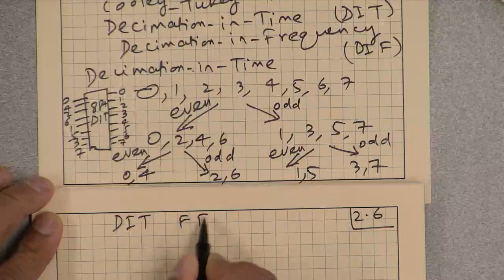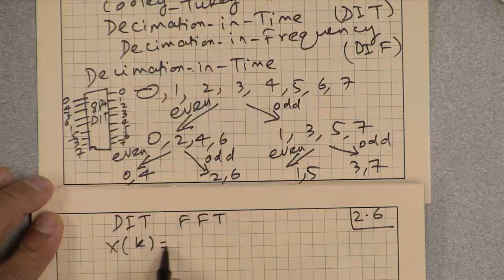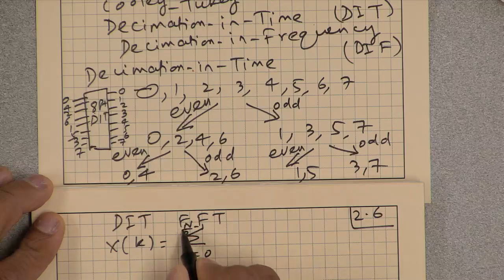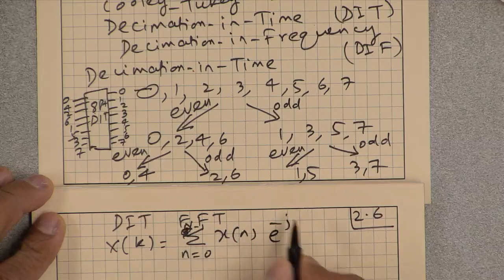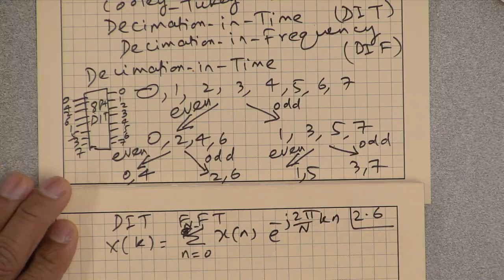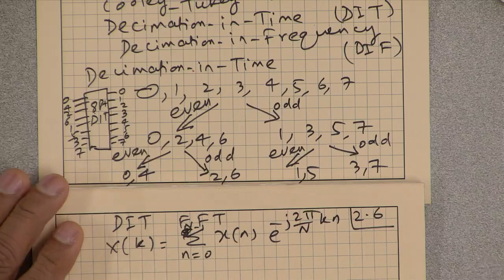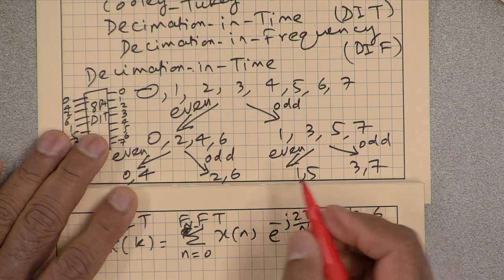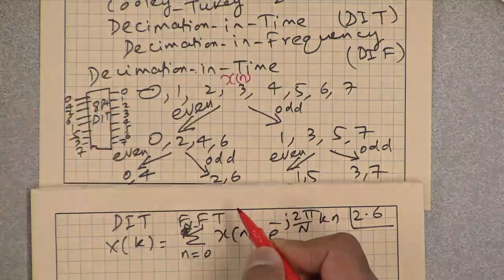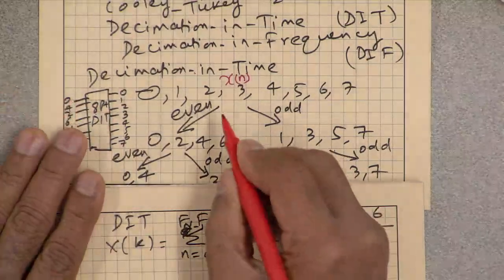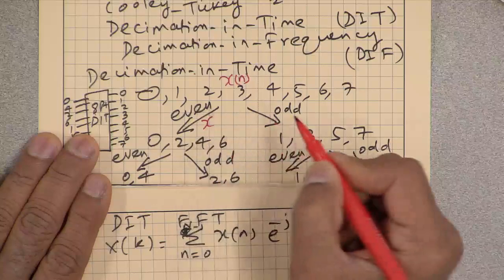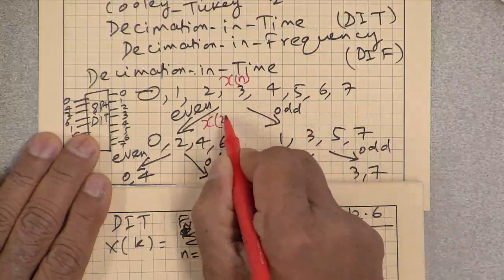In the DIT FFT, we are trying to compute X[k], which is summed over all n, x[n] e to the power minus j 2 pi over N kn. So what's the first goal? The first goal is to divide x[n] in terms of the even samples. I could call them something like x[2n], there is nothing wrong with that, but let me call them x[2r].